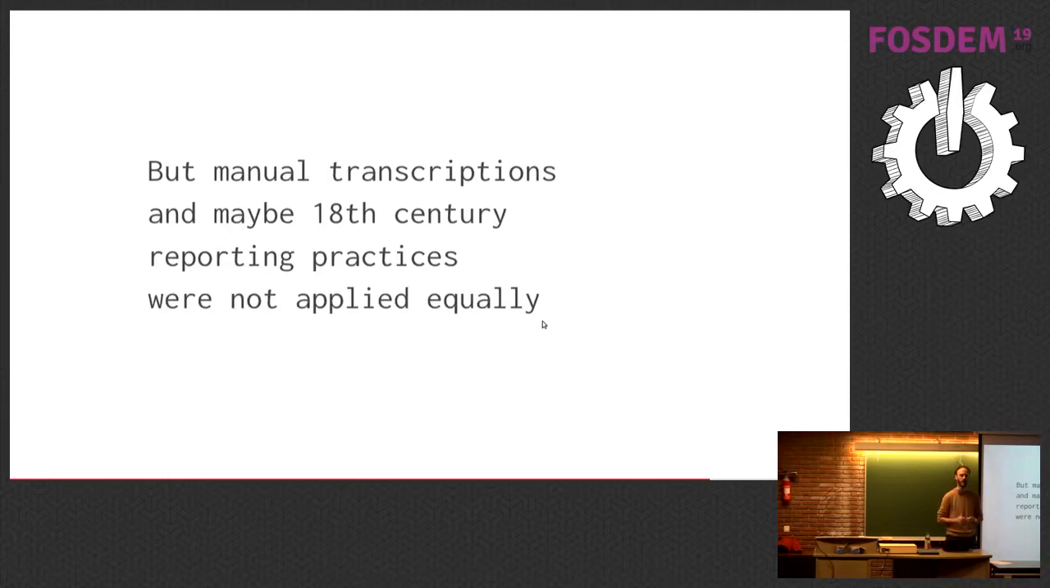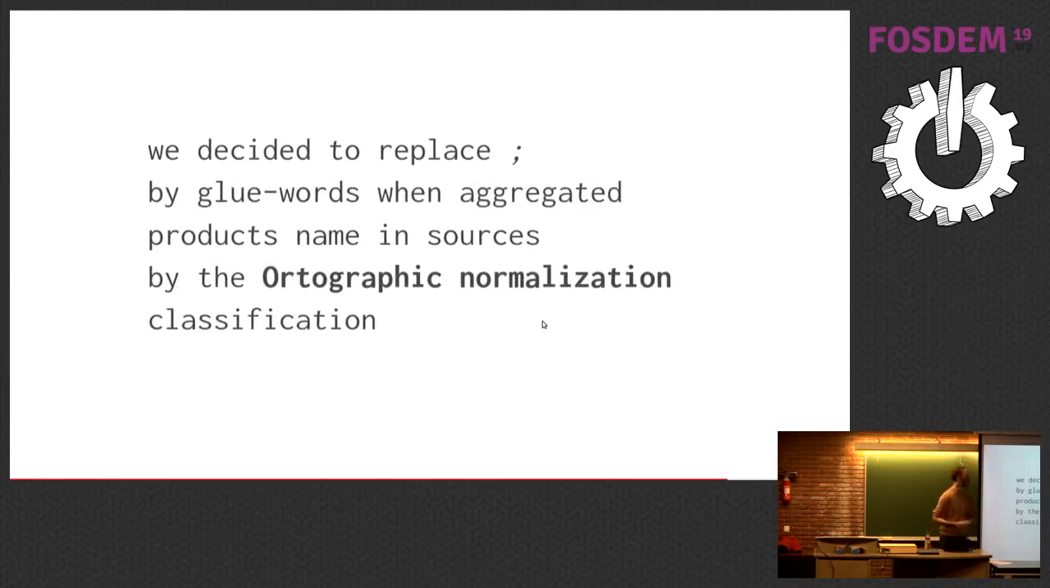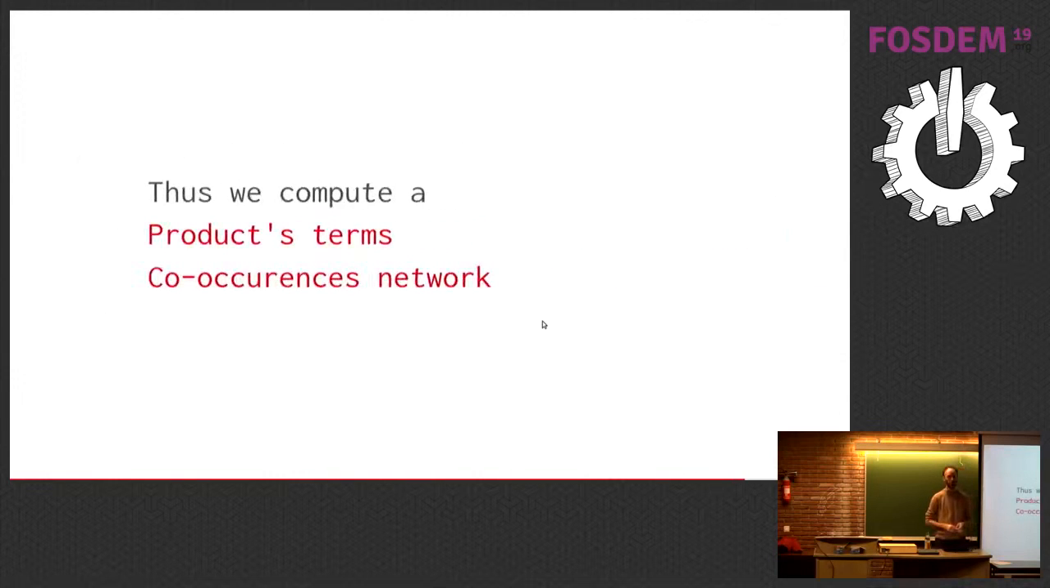Writing practices are never applied equally, in my experience. So we decided to replace semicolons by some glue words when aggregating product names in our autographic normalization classification. But we actually compute a product terms co-occurrence network. So we take a name of a good like "vin de Bordeaux de très bonne qualité", so it's like wine from Burgundy of a very good quality.